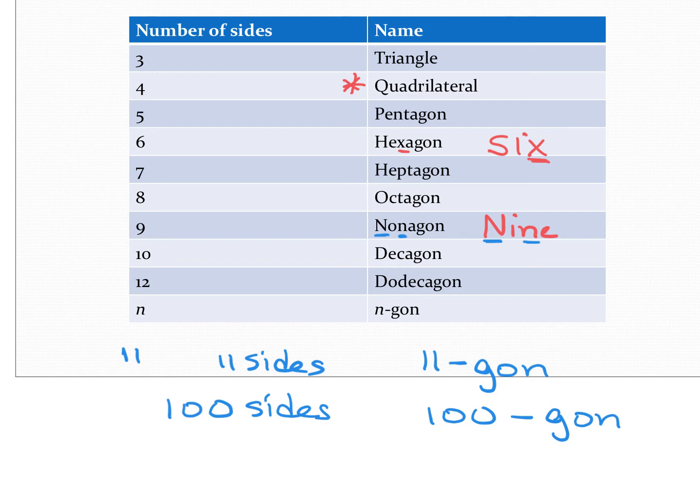Next, let's practice identifying if something's a polygon. And then we're also going to identify if it's concave or convex.